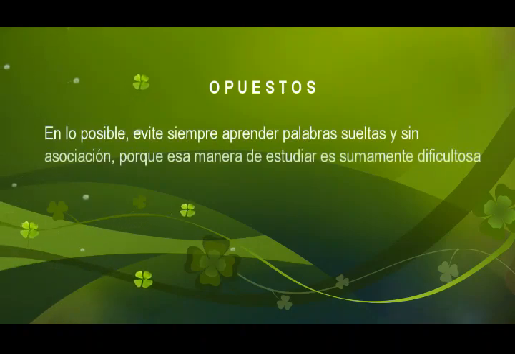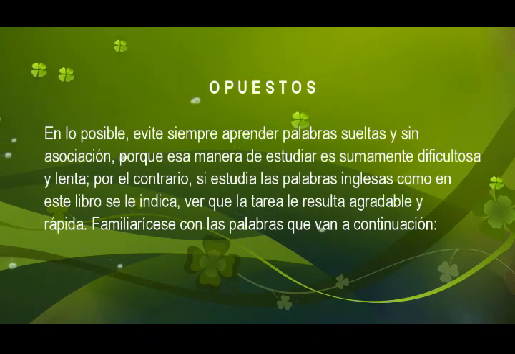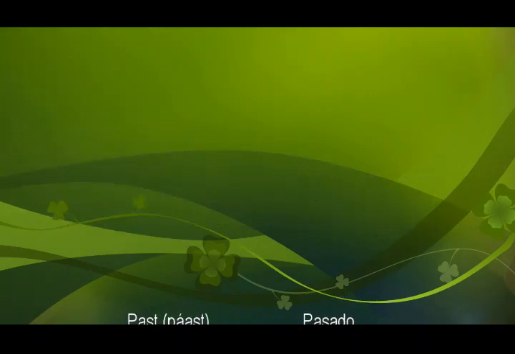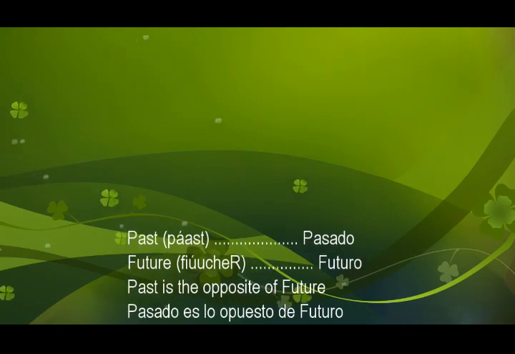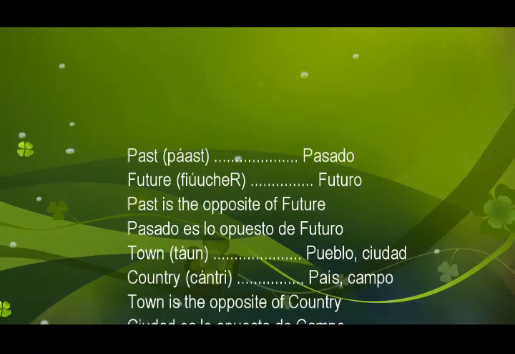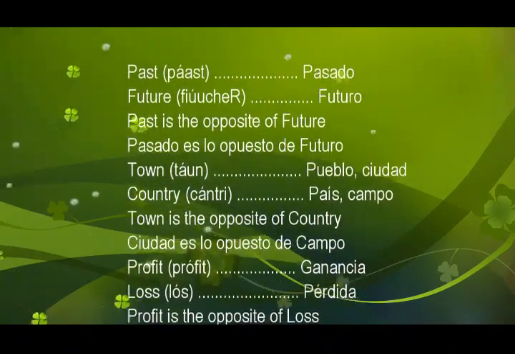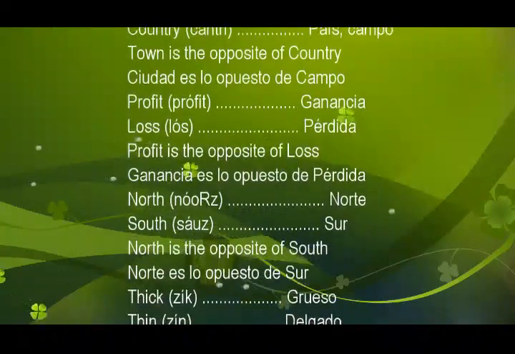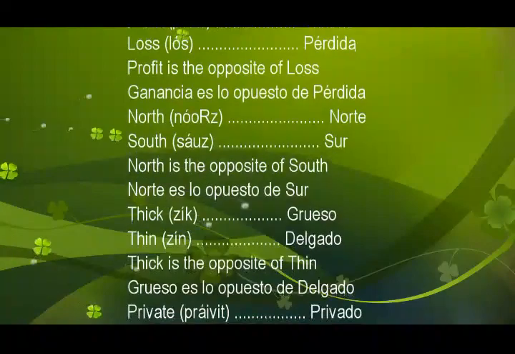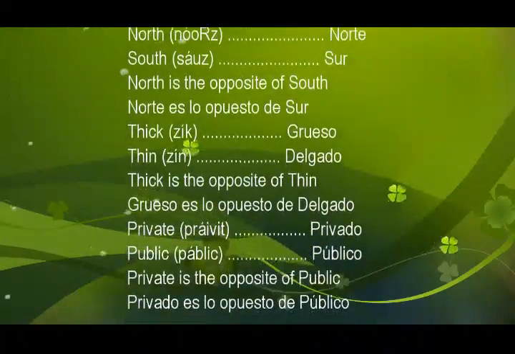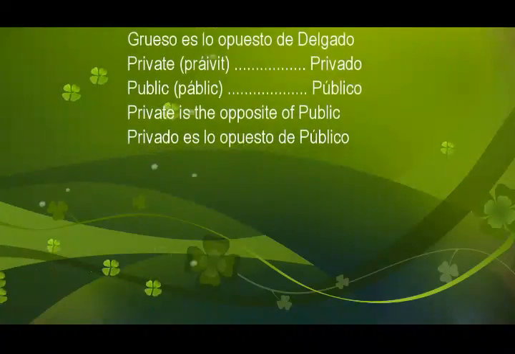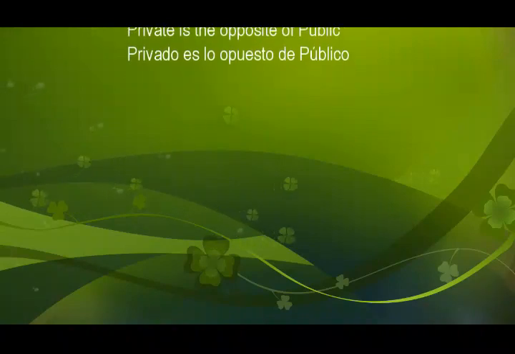Opuestos. En lo posible, evite siempre aprender palabras sueltas y sin asociación, porque esa manera de estudiar es sumamente dificultosa y lenta. Por el contrario, si estudia las palabras inglesas como en este libro se le indica, verá que la tarea le resulta agradable y rápida. Familiarícese con las palabras que van a continuación. Past. Future. Past is the opposite of future. Town. Country. Town is the opposite of country. Profit. Loss. Profit is the opposite of loss. North. South. North is the opposite of south. Thick. Thin. Thick is the opposite of thin. Private. Public. Private is the opposite of public.